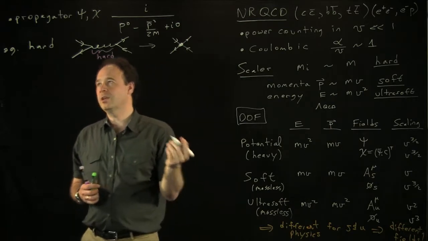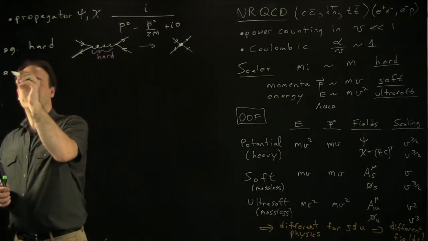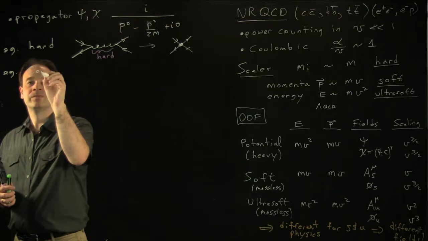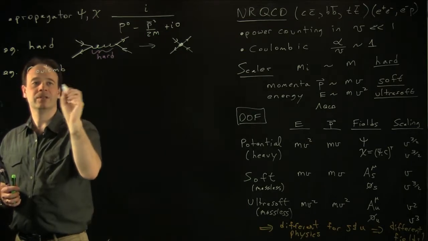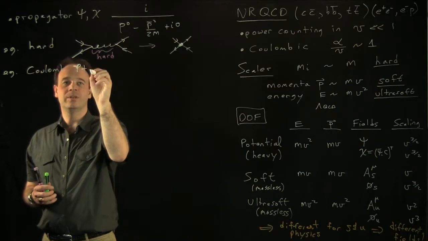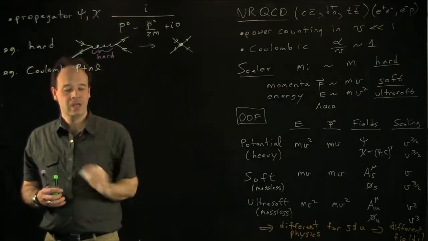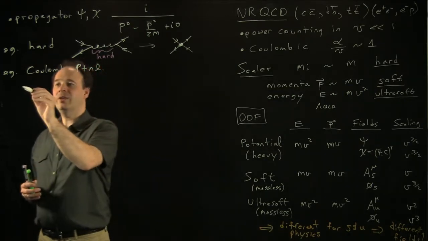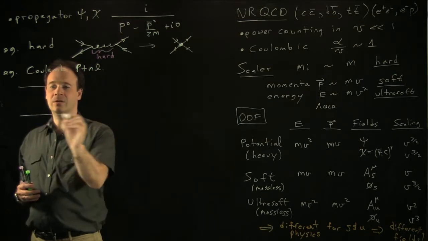What about the things that we're keeping? Well, one thing that we're definitely keeping is the Coulomb interaction. So let's talk about that for a few minutes. So if we have a Coulomb interaction, it's actually giving a Coulomb potential. And the way that one can think about it is that we have our heavy particles here.